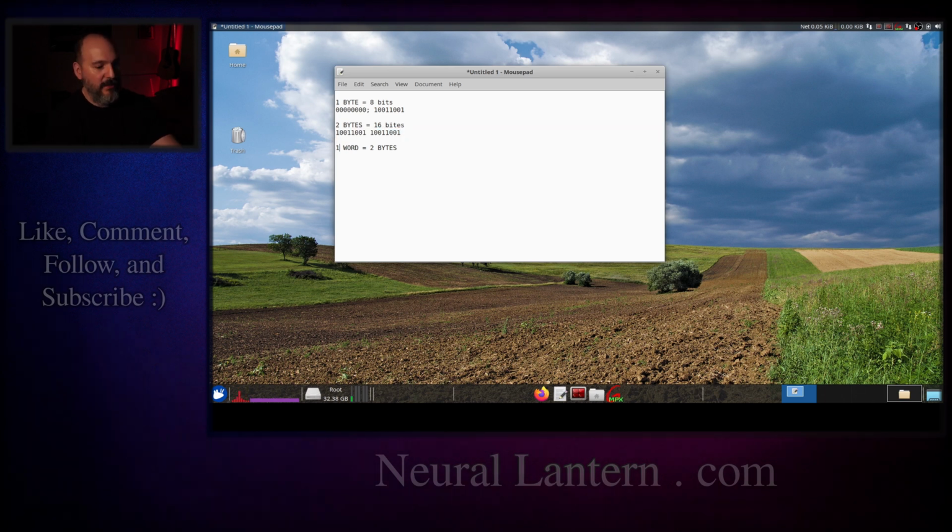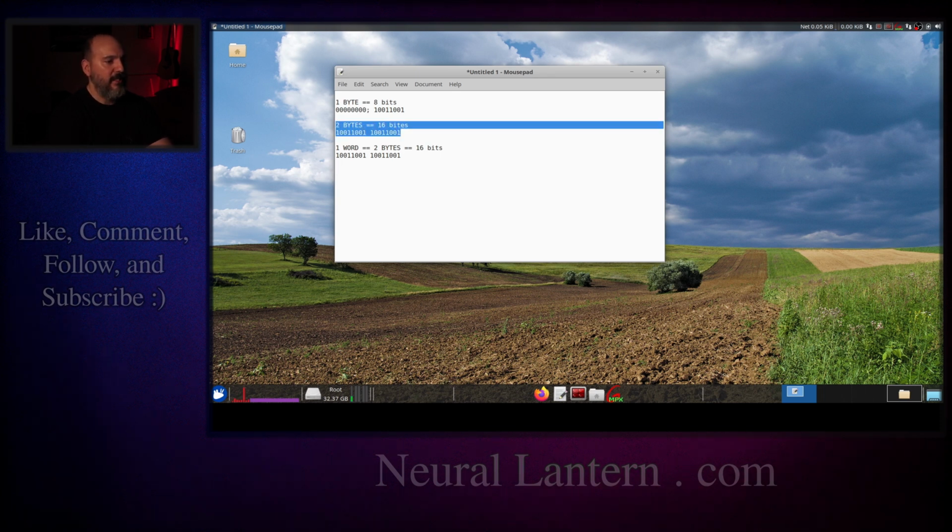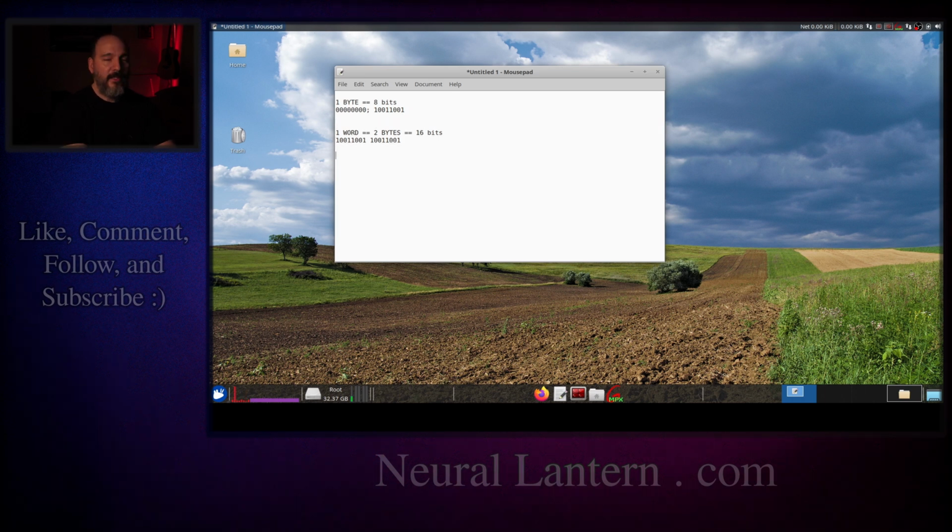Maybe I should start doing the double equal sign here just to be more computer-like. Okay, so equals 2 bytes. It also equals 16 bits. And it's basically the same thing that we just wrote up above. So I'm going to erase this actually. Okay, so 1 word is 2 bytes.